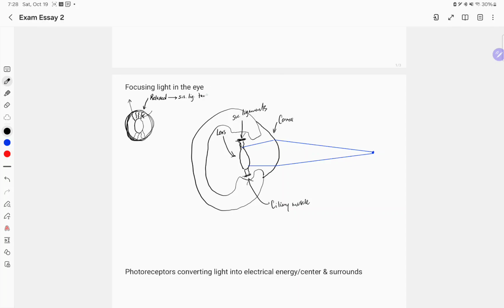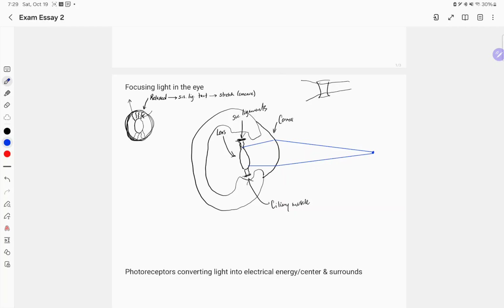Is that how you spell it? Or is it like taut? I don't know. They're going to be tightened. And then that will cause the lens to stretch and become concave, like such, which will bend light less. And this is better for objects that are a farther distance away.